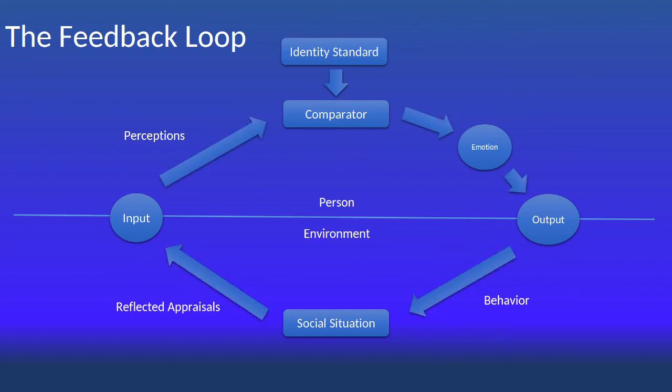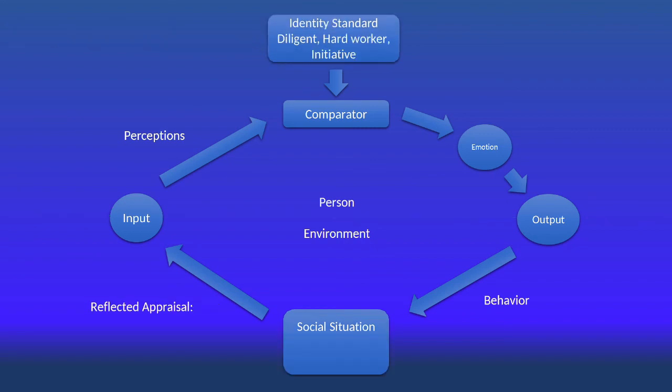Here we have an individual. Let's call him Tom. He's in a social interaction. A salient identity is active in the situation. Tom thinks of himself as a hard worker, so his identity standard for the role identity worker includes meanings like diligent, hard worker, and initiative. Tom is an employee at a local grocery store, and he's working his shift. A customer he's interacting with is behaving in a way that Tom perceives to indicate something about his worker identity.